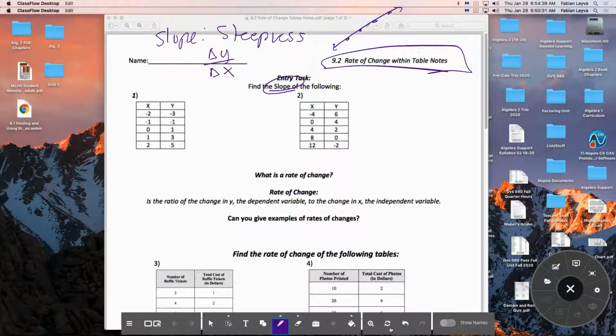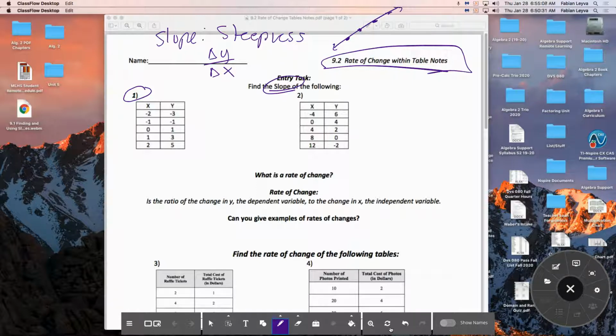So one thing that I want you to notice is you're not doing anything different when you're dealing with tables, because those tables are just values for each one of these coordinate points. (2, 3) is a point. (-1, ...) is a point. (0, 1) is another point on a line. Of course, it's not represented as a line, but it's your job to find the slope of this table. That's pretty much it. So let's go ahead and do that.